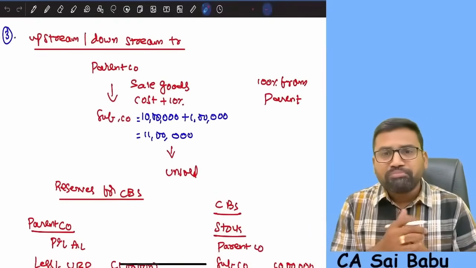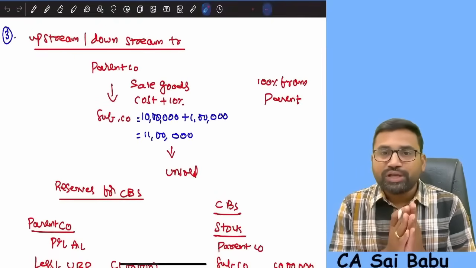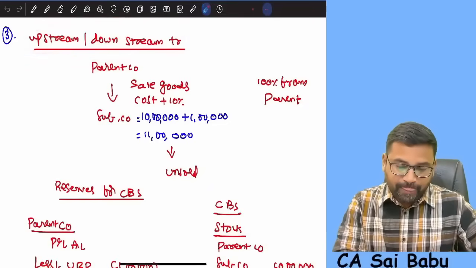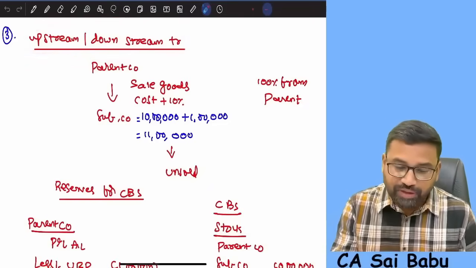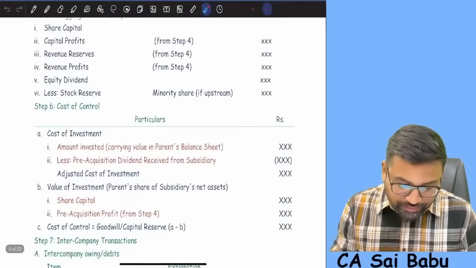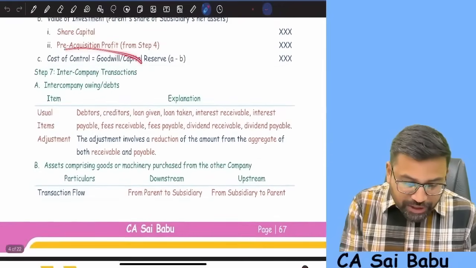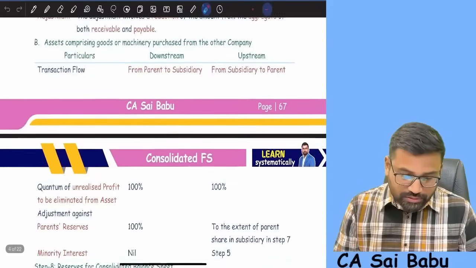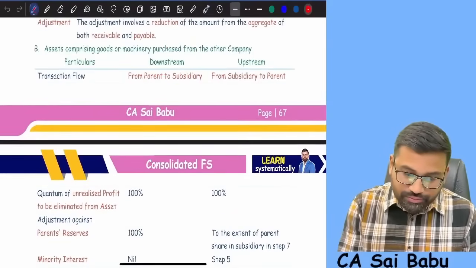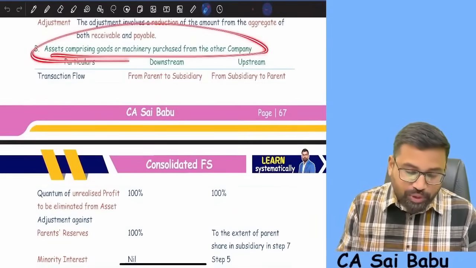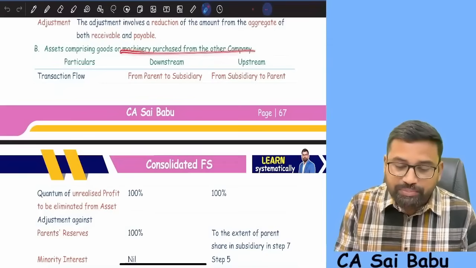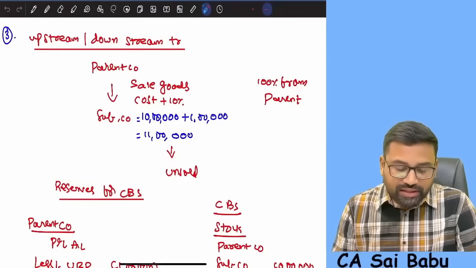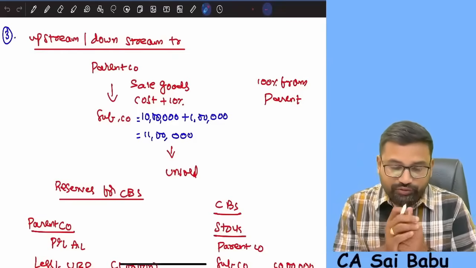Next, one more important step when you are doing consolidation is upstream and downstream transactions. When you are doing consolidation, intercompany transaction is one step, step number 7. In that, this point: assets comprising goods or machinery purchased from another company. First, upstream and downstream transactions we are going to discuss.